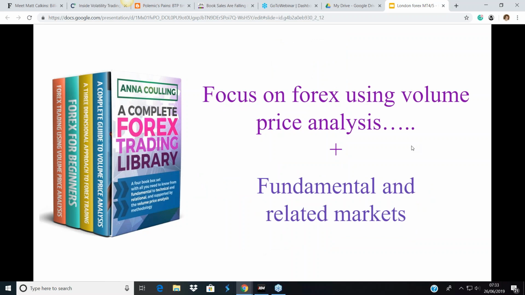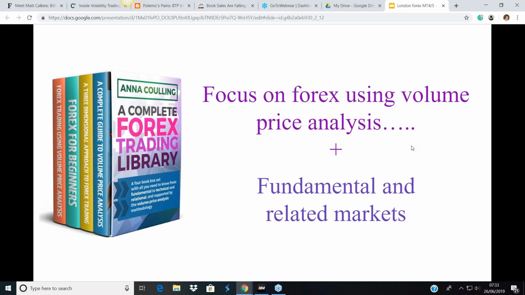Volume price analysis, if you haven't come across it before, then you can discover all about the methodology that David and I have been using for the past 20 odd years on Amazon. There are several books, and for Forex, these have been bundled up together, what we call the Forex trading library. There's the concepts of VPA, how it applies to the Forex market in particular. There are also worked examples, and also the other book that's included is what we call the three-dimensional approach to Forex trading, where VPA is the technical analysis part, the chart reading.